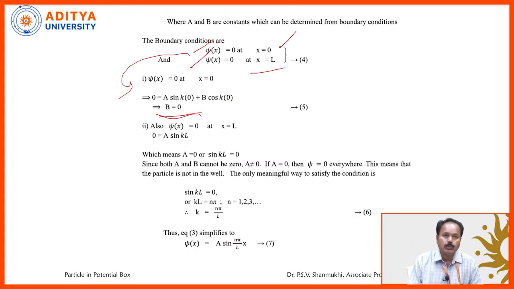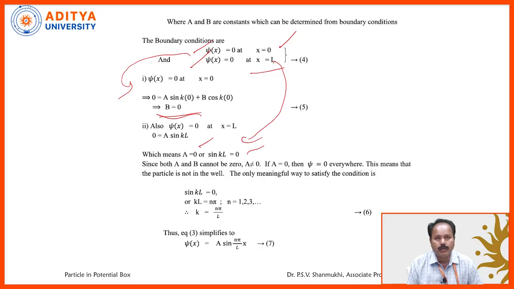Now, apply the second boundary condition. This one you apply here. Psi of x is equal to 0 at x is equal to L. Means psi of x is 0, A sin kx, with x meaning L I am taking. A sin kL is equal to 0. Means A into B is equal to 0, meaning either A may be 0 or B may be 0 or both may be 0. Here, either A is equal to 0 or sin kL is equal to 0.